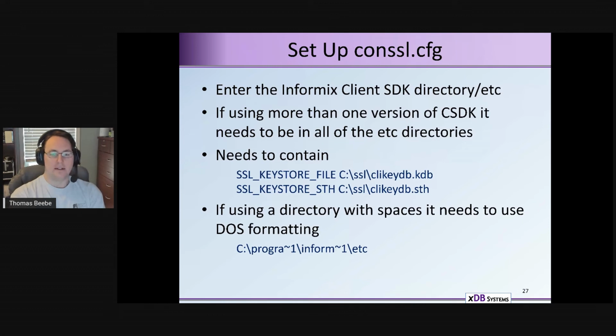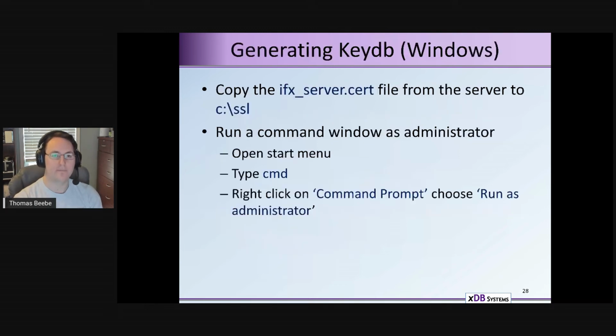If you're using multiple versions of the CSDK on one system, make sure your conssl file is in every one of those CSDK directories. Then we do the same thing with the SSL Keystore file and the stash file. We give them the full path. It needs to use DOS formatting. If you're dealing with directories with spaces in them, like Program Files, you need to use the DOS format, so it'll be ~1, ~2, what have you, out to the directory you need.